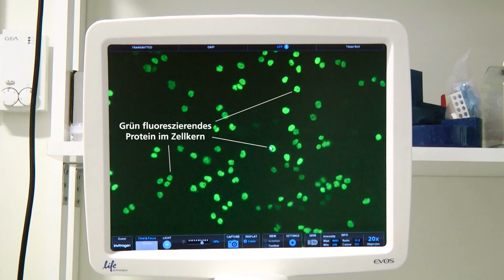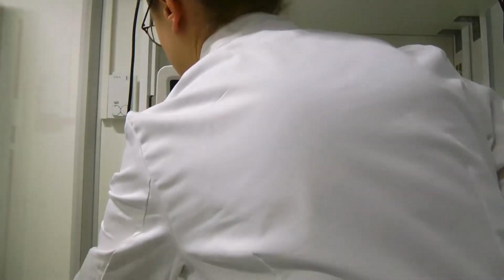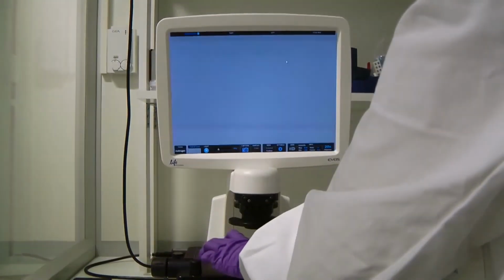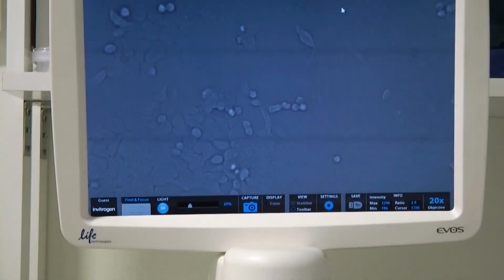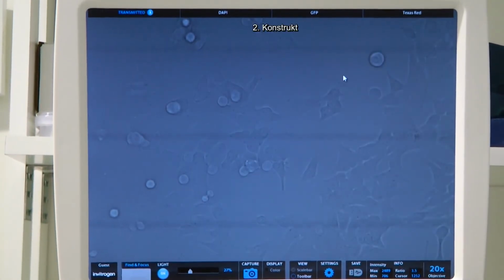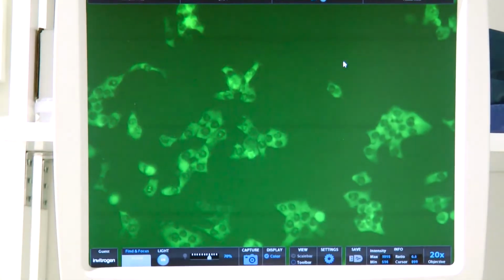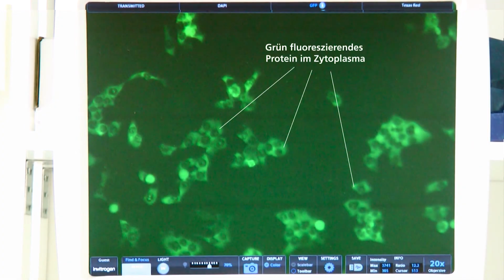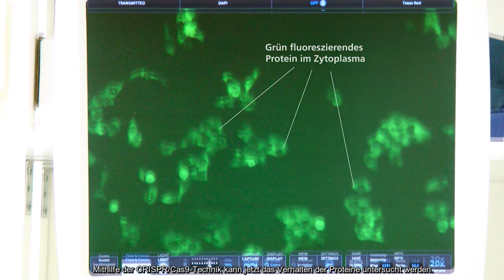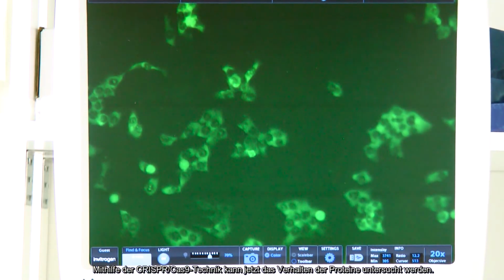Now remember we made two different constructs. Another gene is present in the cytoplasm as well as in the nucleus. And that's what we're looking for here. Again, healthy cells looking wonderfully happy. And you can see how the protein is now labeled, the one that we're interested in. It's localized in the cytoplasm and a bit less in the nucleus. And using the CRISPR-Cas9 technique, now we're able to study behavior of these proteins and the control of their expression.